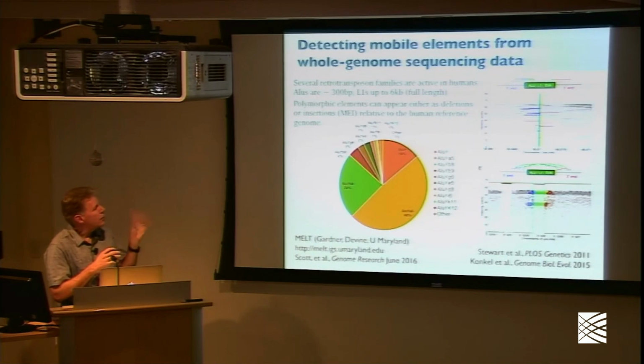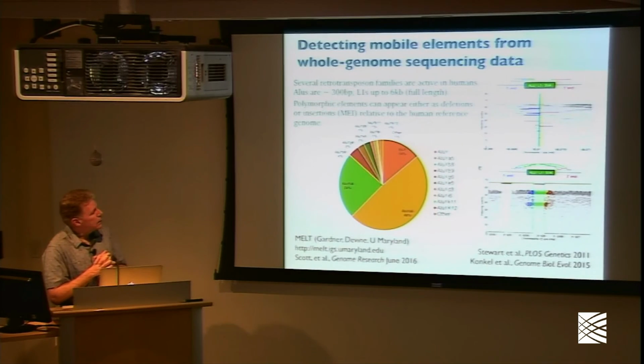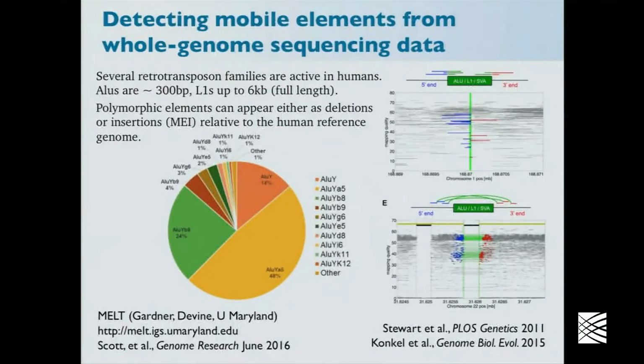There's Alus, which are about 300 base pairs. There's L1s, which when they're full length are about 6 kb. And it's important because L1s have to be full length to then duplicate again. And then the third kind is SVAs, which are a little less common than the Alus and L1s.